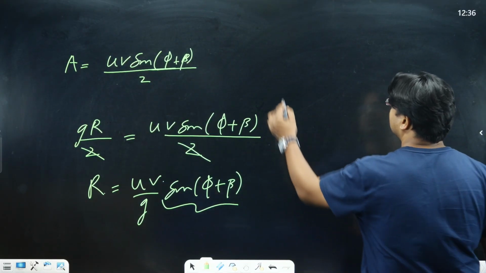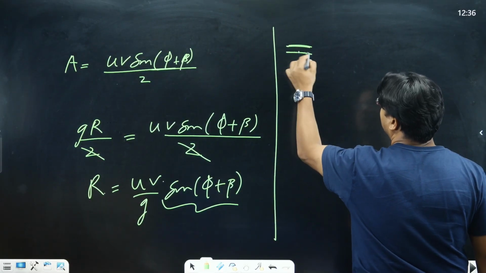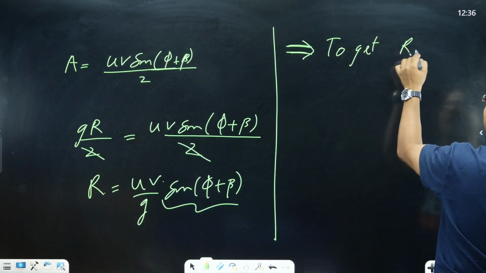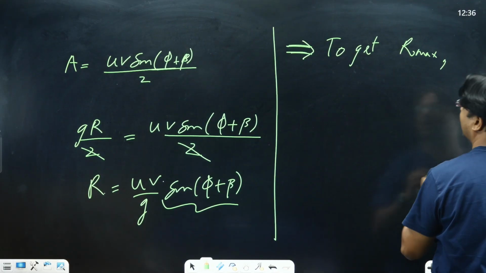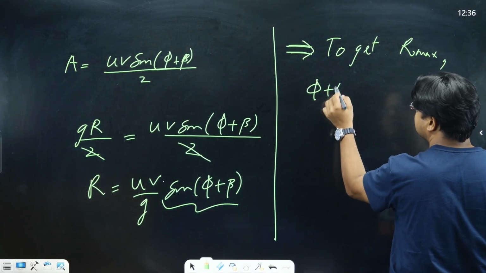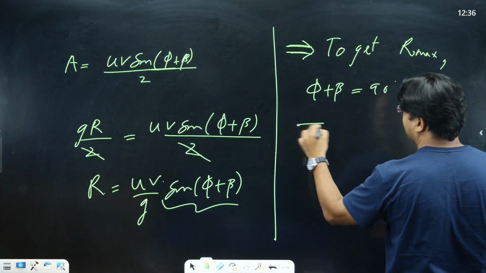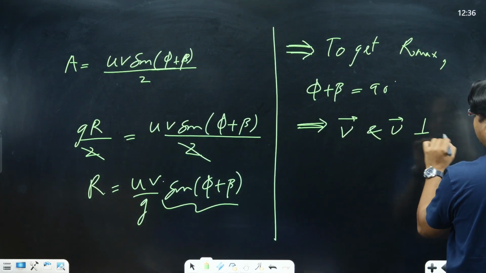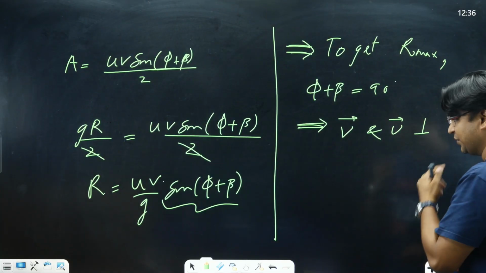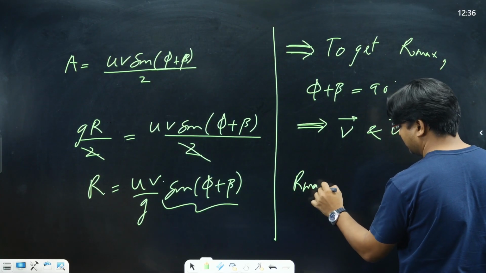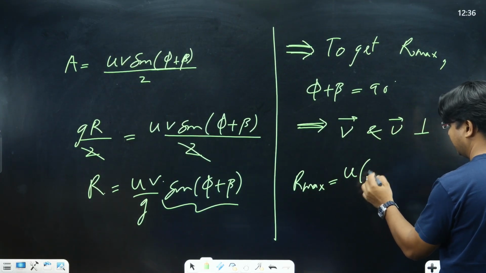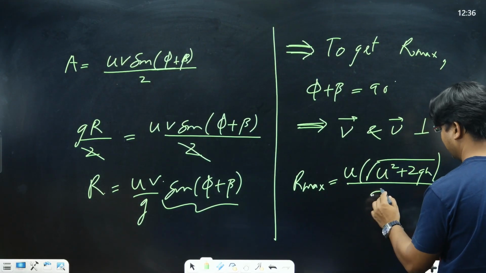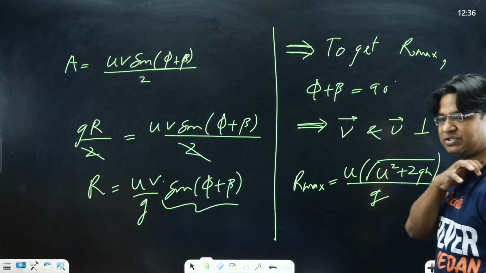So we have now concluded that to get r maximum, phi plus beta should be equal to 90 degree, which means that v vector and u vector are perpendicular to each other. And not only that, we can now conclude that r max will be equal to u into root of u square plus 2gh, divided by g. Got it? So we have just proved this.